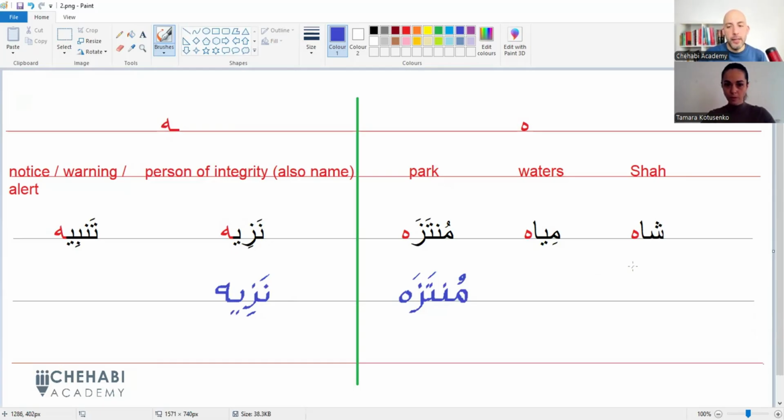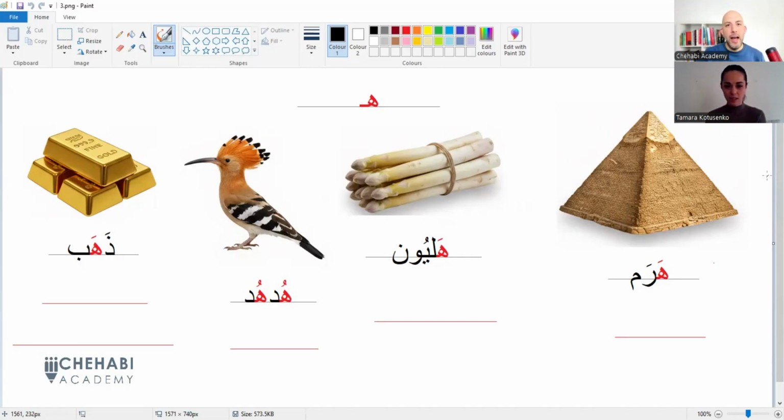Muntazah. I know it's not easy, but let's always try to pronounce the ha at the end of every word. Shah. You see, not sha, shah. So just repeat, please. Shah, Miyah, Muntazah, Nazih, Tanbih. Exactly. The first word, Tamara, and you who are watching, you can press pause, read them, and turn the video on once again.